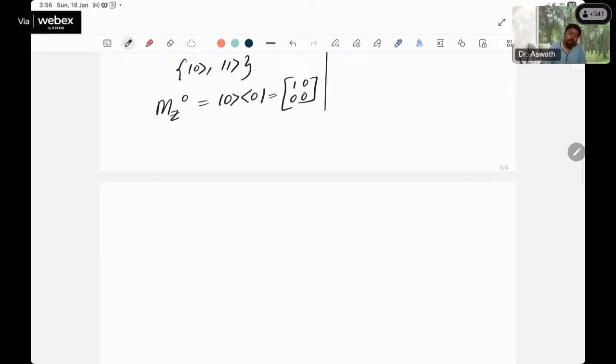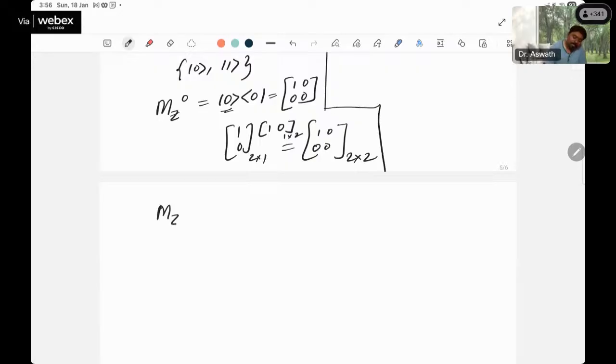How? Very simple. What is a 0 ket? 0 ket is [1 0]. What is the 0 bra? [1 0]. So what is this? This is a 2 by 1, this is a 1 by 2. I am going to get a 2 by 2 matrix, which is [1 0; 0 0].